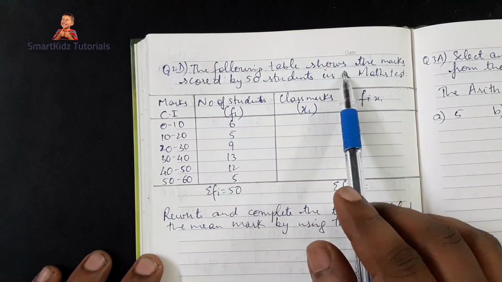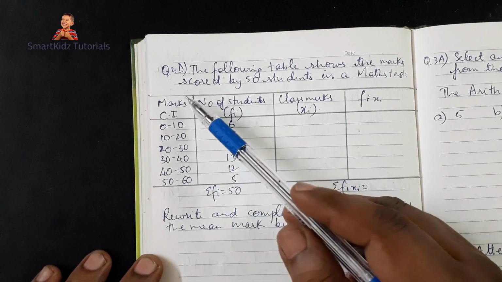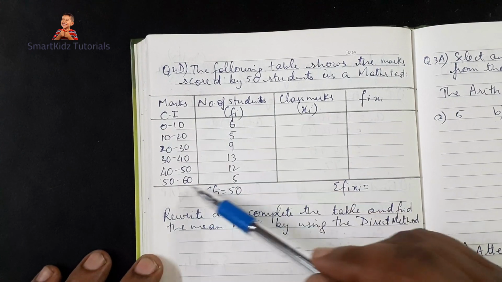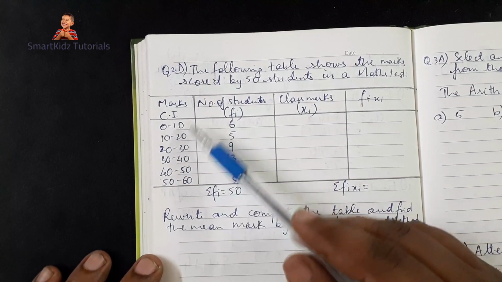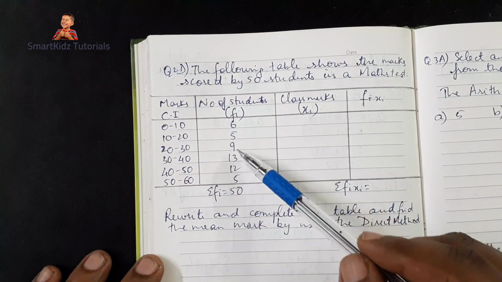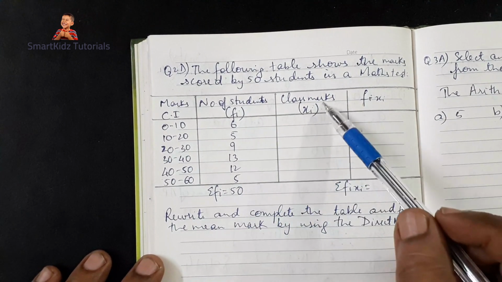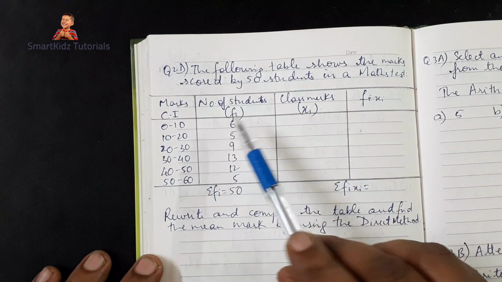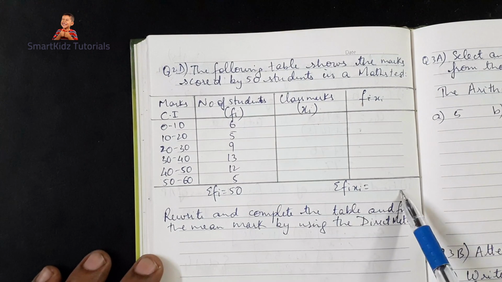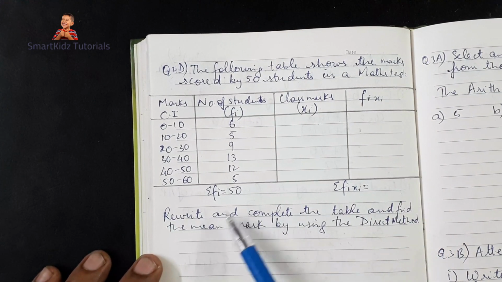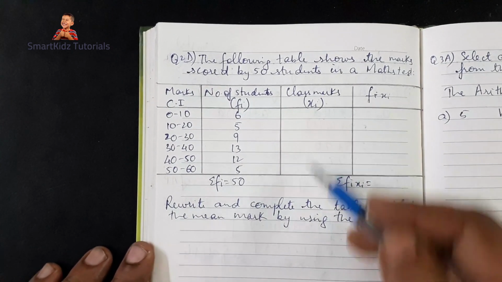Question 2D. The following table shows the marks scored by 50 students in a maths test. We are given class intervals from 0 to 10 to 50 to 60, and we are given the frequency, that is the number of students scoring those marks in that range: 6, 5, 9, 13, 12, 5. The total comes to 50. This is also given. We need to find the class marks. Then we need to find the product of the frequency and class marks and the total, and then use the formula to find the mean by the direct method. First, let's find out the class marks.